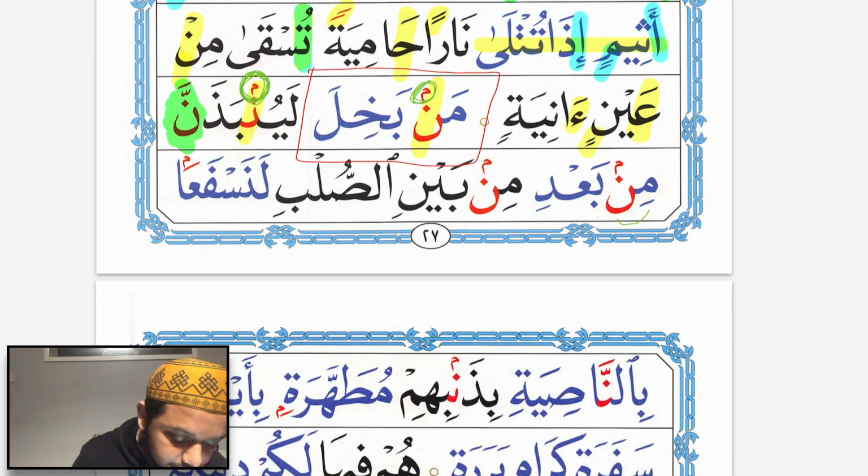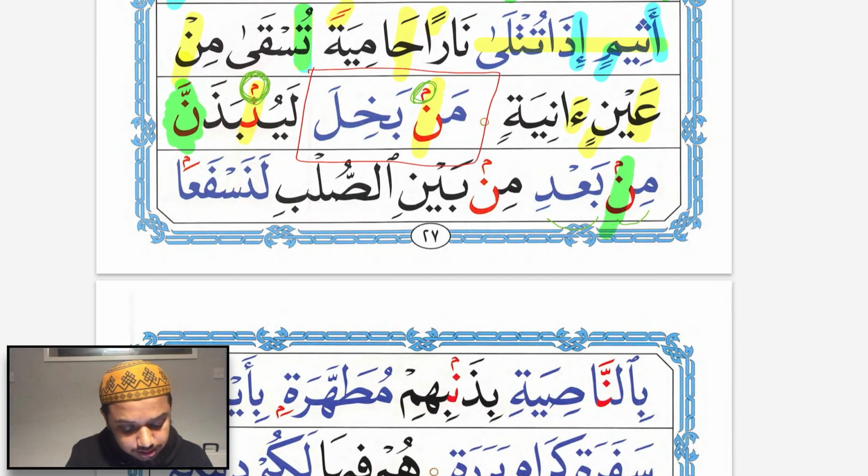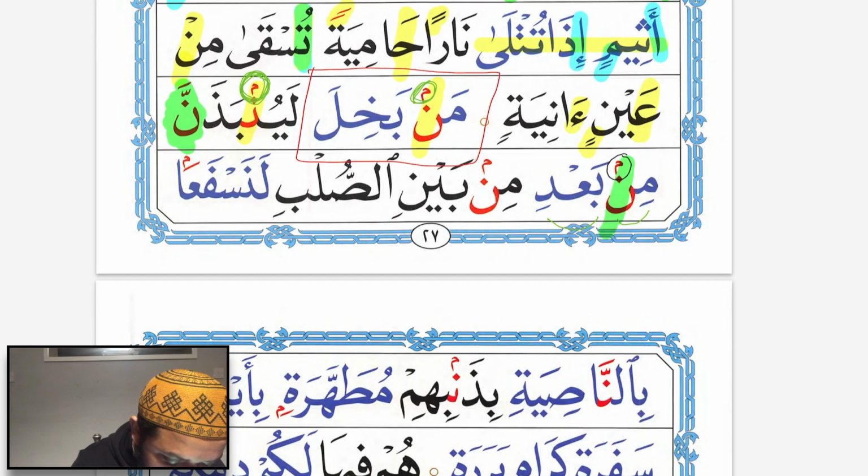Min ba'di. Min. Okay, noon sakin. It's followed by a ba, so we know that's iqlab. We know that we must change the noon into a meem, and it's already written there for us, so it's mim ba'di. Remember, we do ghunnah for two harakat. So whenever there's a noon, sukoon, or tanween followed by ba, we change the noon sound into a meem and read with ghunnah for two harakat. Mim ba'di.